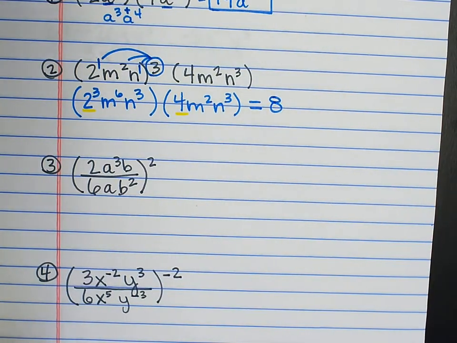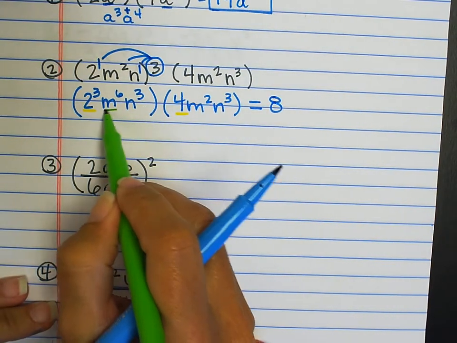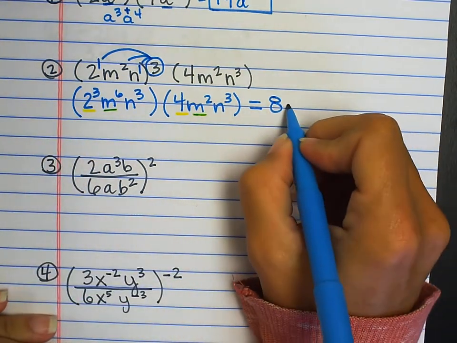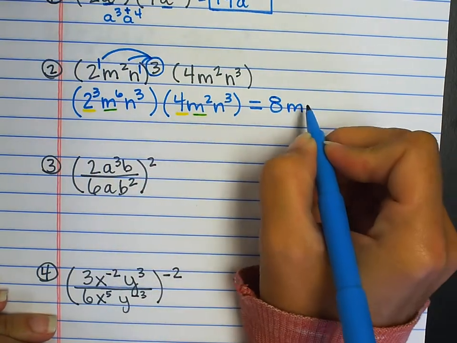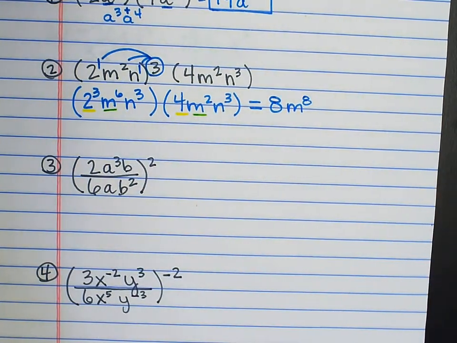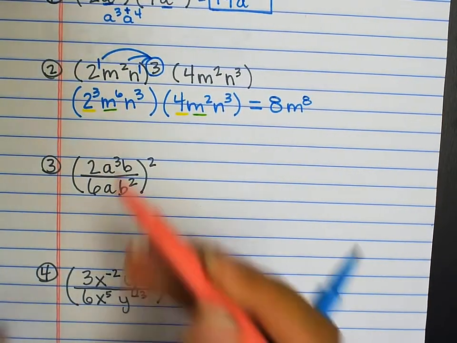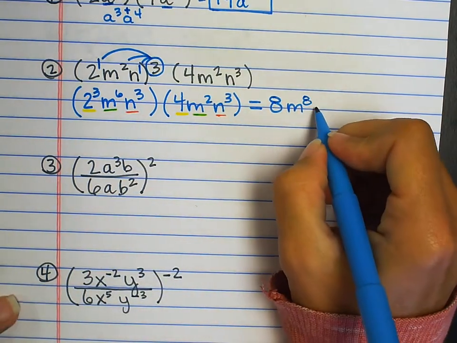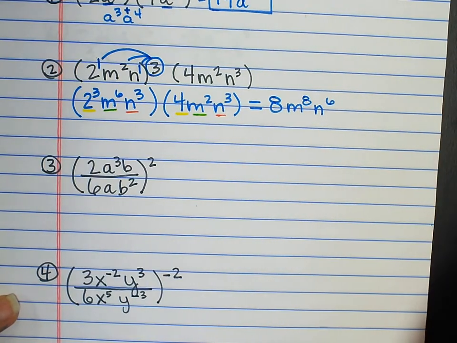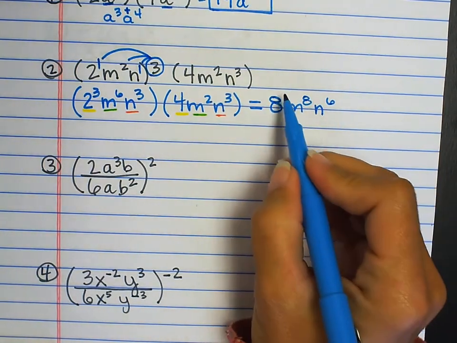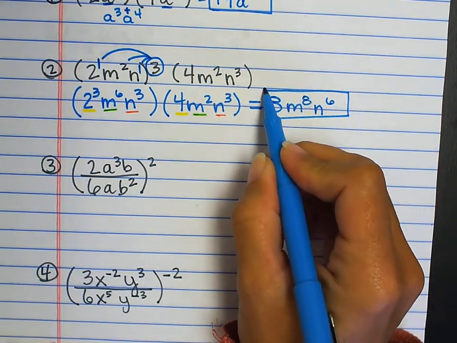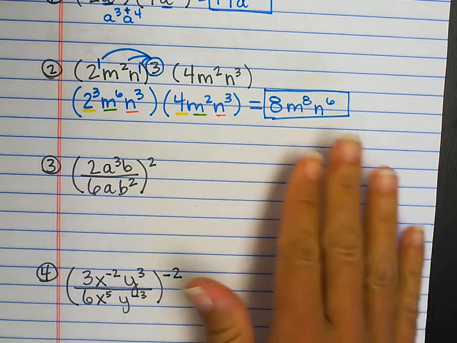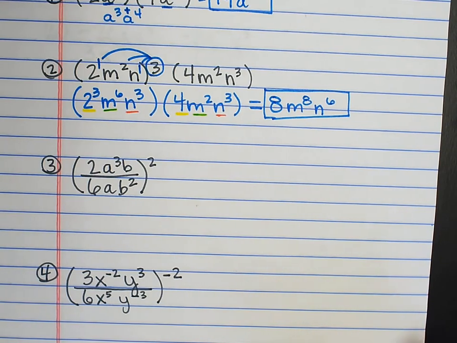Then I have m's. I have an m to the 6th and an m squared. Multiplying powers with the same base, I add their exponents. 6 plus 2 is 8. And then I have n's. An n to the third times an n to the third is going to give me an n to the 6th when I add the exponents. So 8m to the 8th, n to the 6th would be the solution to this problem. There is nothing further we can do. That is completely simplified.